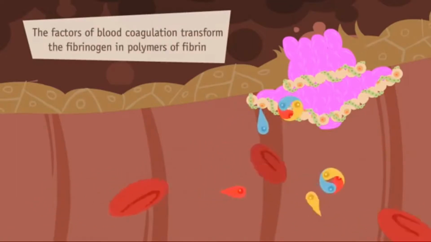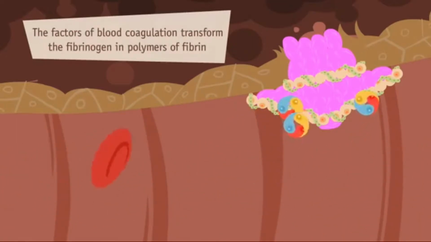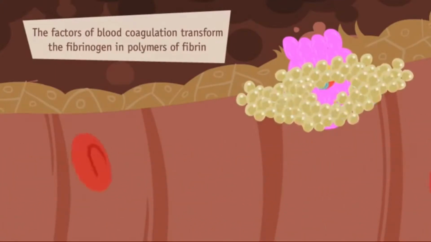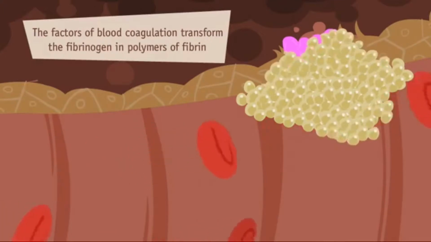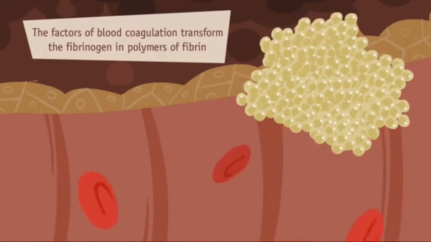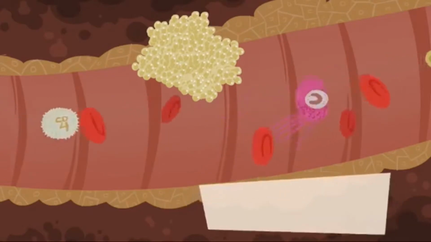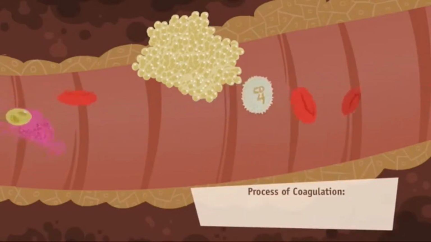Next, the process of hemostasis begins. Platelets attach to the fibrinogen, and the immobilized fibrinogen attracts the factors of blood coagulation, and the factors of blood coagulation transform the fibrinogen into polymers of fibrin. After 24 to 48 hours, the molecules of plasmin are attracted to the fibrin net.